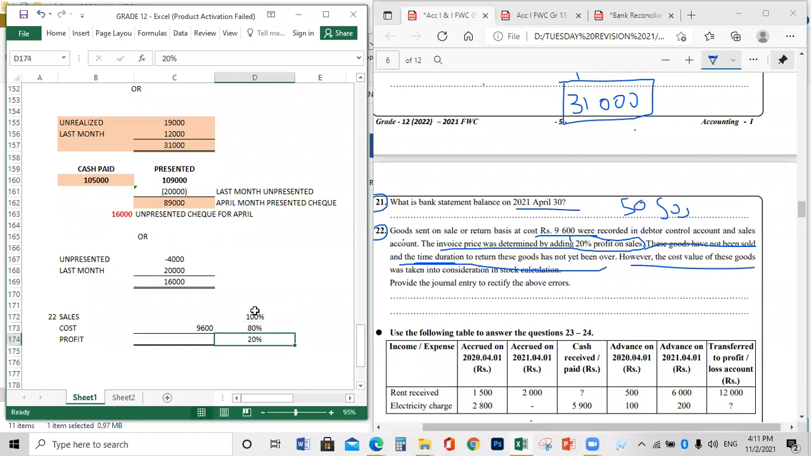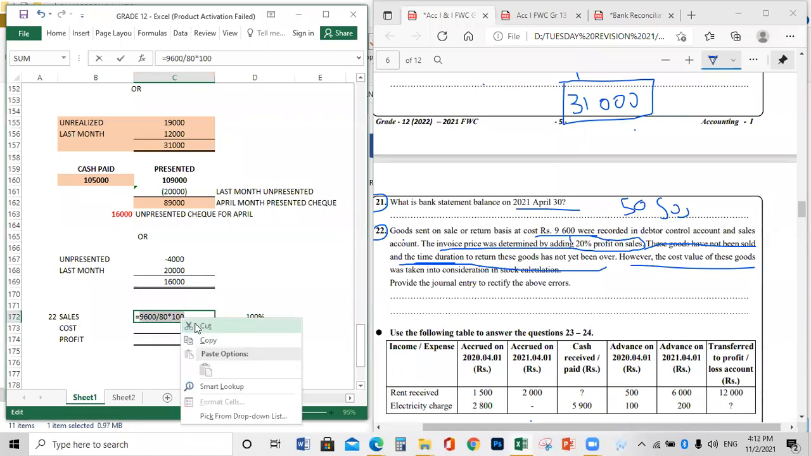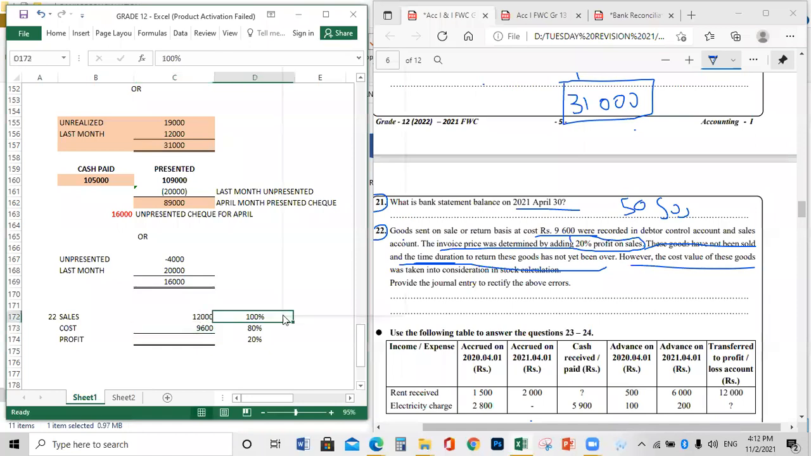Cost of sales is how many percent, guys? Cost of sales is going to be 80%. So now see, 9,600 is 80%, means you can find how much is 1% if you divide by 80. Now, if you multiply by 100, you will find how much is 100%, because we need that. Okay, then the profit will be sales minus cost of sales.